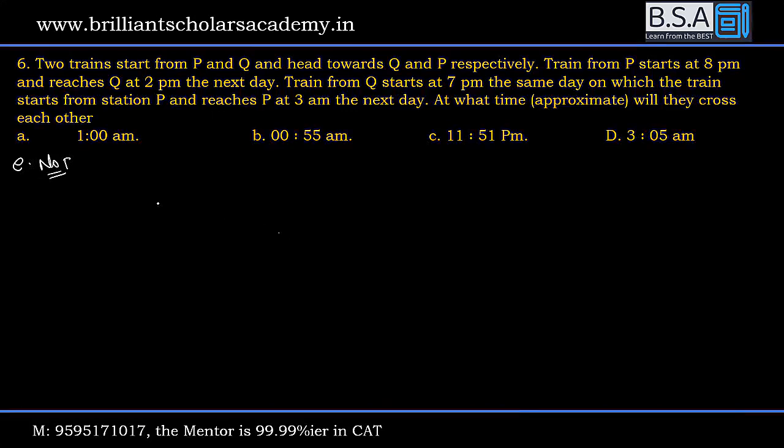So please observe. The locations are named P and Q. I'm calling them trains T1 and T2. The train T1 starts at 8 p.m. and finishes the journey at 2 p.m. next day. And the train from Q, that is train T2, starts at 7 p.m. the same day as the train from P starts, and finishes the journey at 3 a.m.